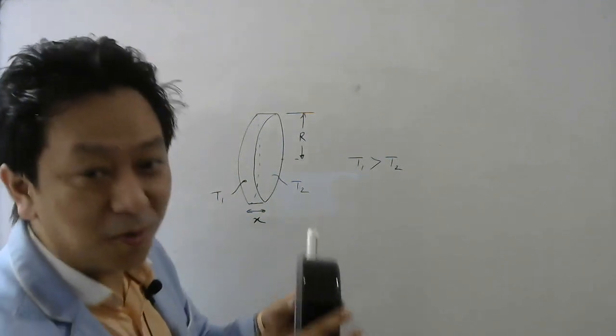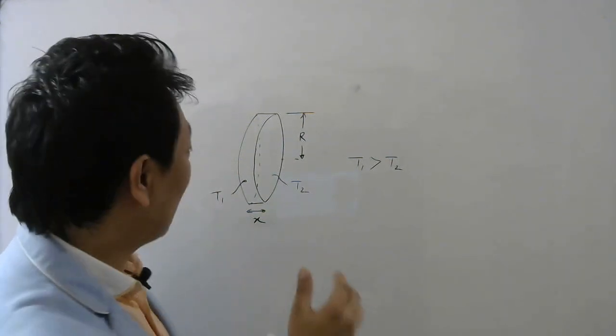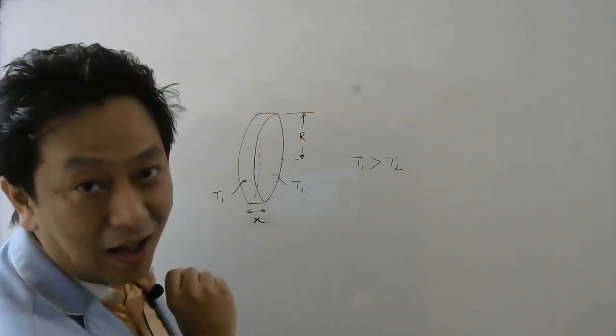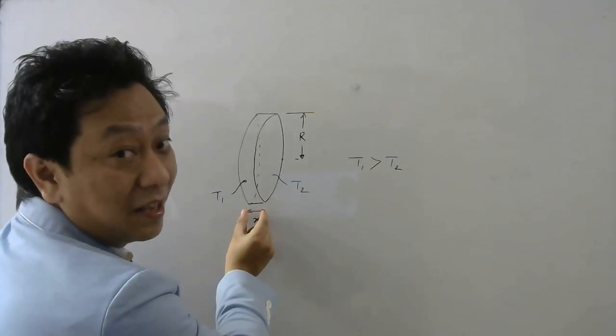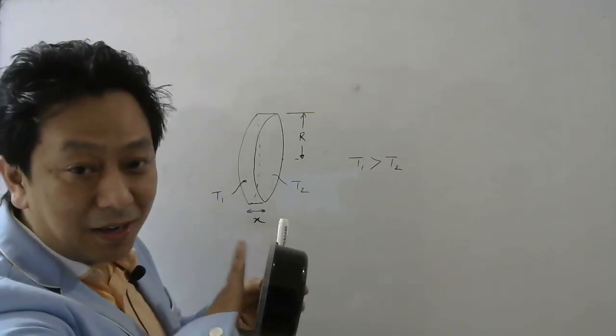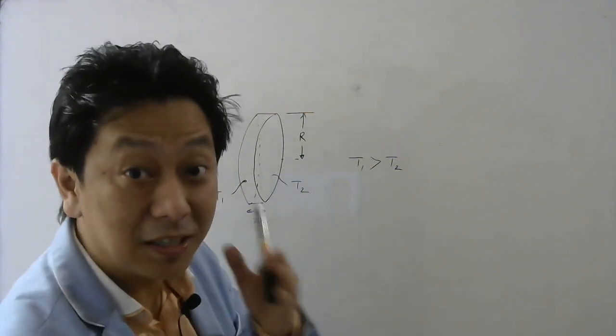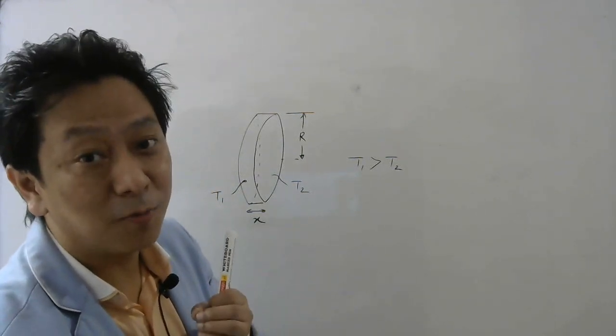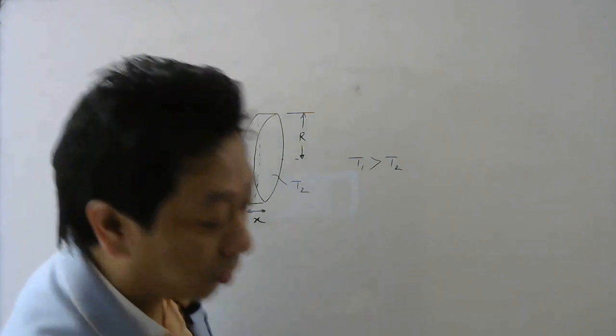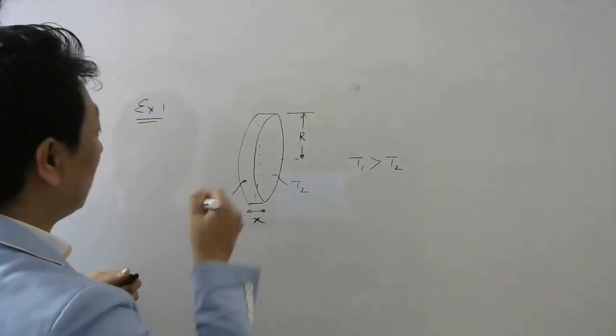So let's say I give you a disc something like this, and the radius of the disc is r and the thickness is x. One side is maintained at temperature T1, other side is maintained at temperature T2. Then how will we write the formula for rate of flow of heat? So you know that heat will flow this way, right?